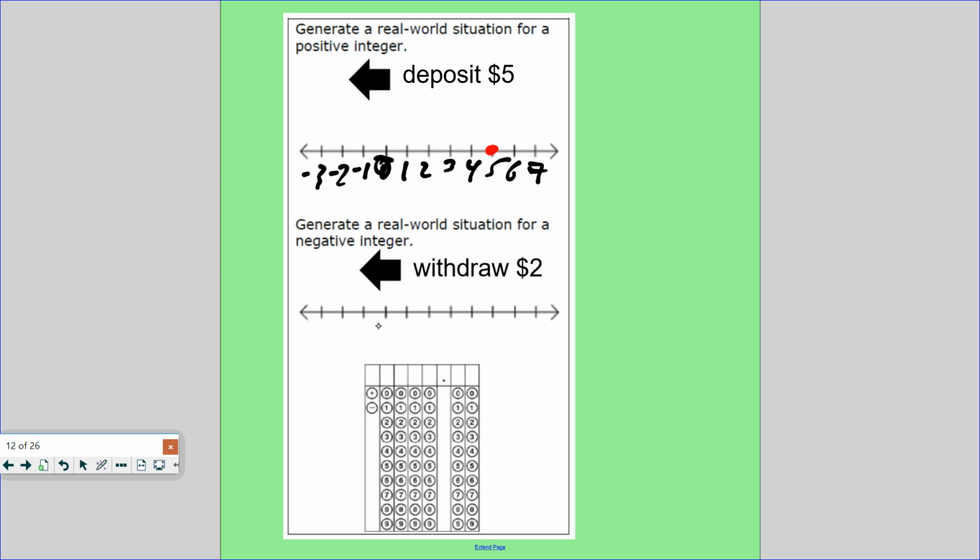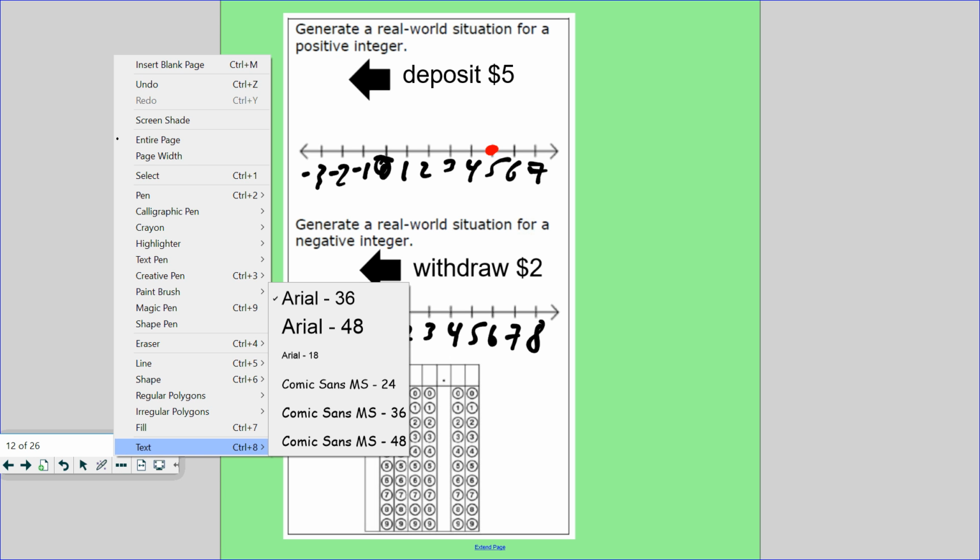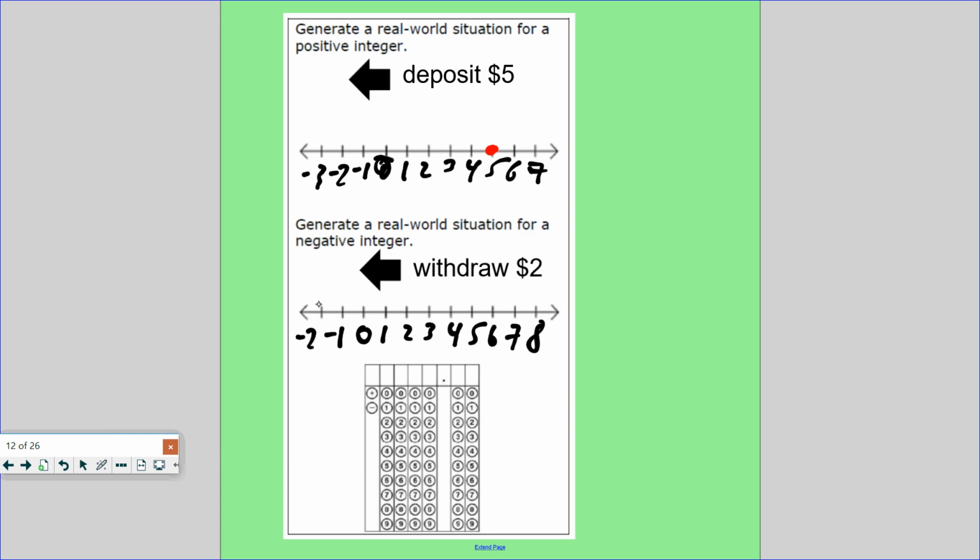So I'll put 0 right here. -1, -2, 1, 2, 3. Positive integers to the right of it. Negative integers to the left of 0. Withdraw $2 means I'm taking money out of the bank, so -2 right here. And now how would you put it on a griddable?